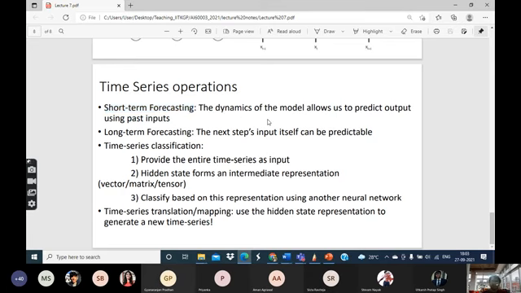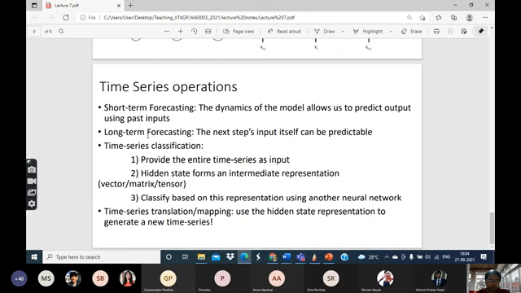Now, if we know the dynamics of the model, then we can actually predict the output of the model. At any given time point t, we can predict the output based on the inputs, and maybe we can also try to predict what the outputs will be at the coming steps.